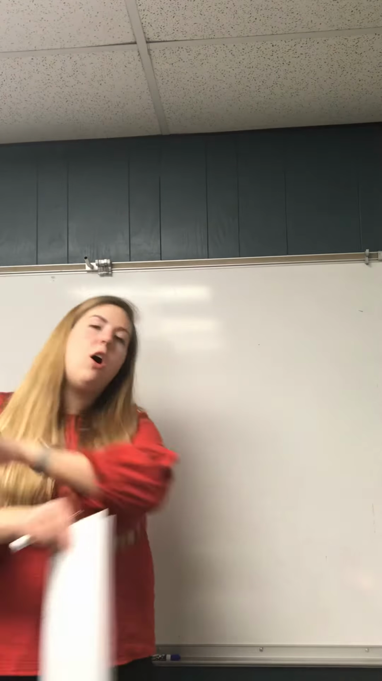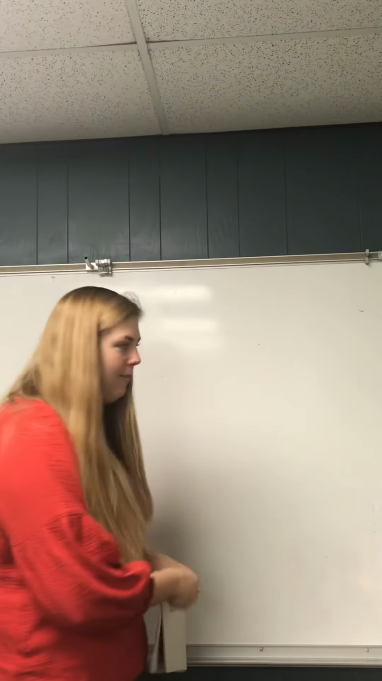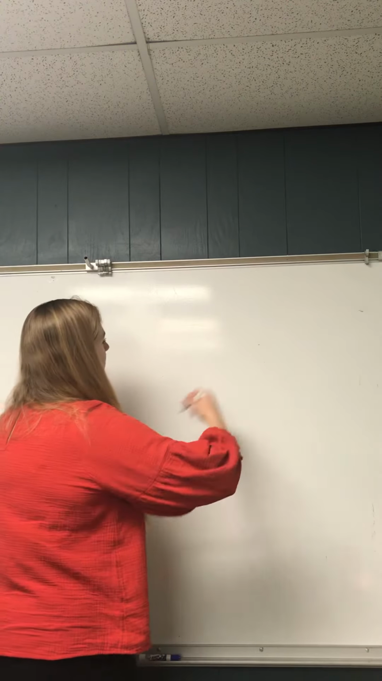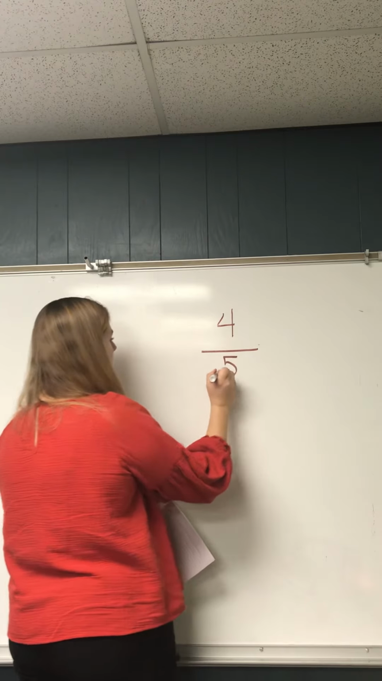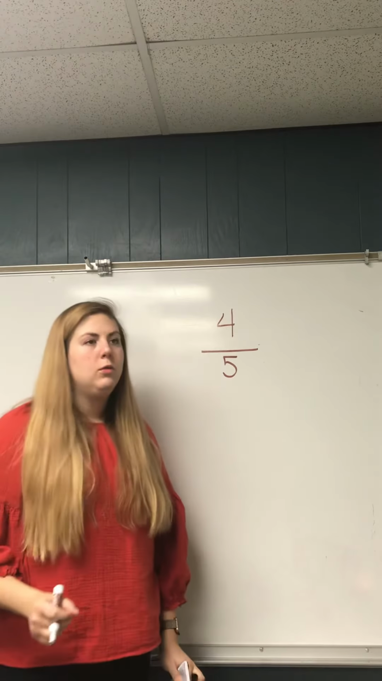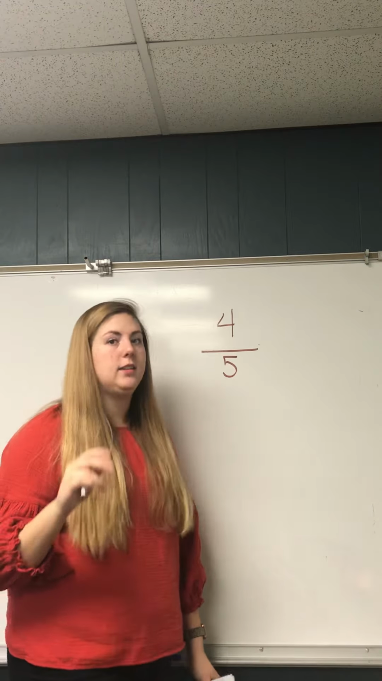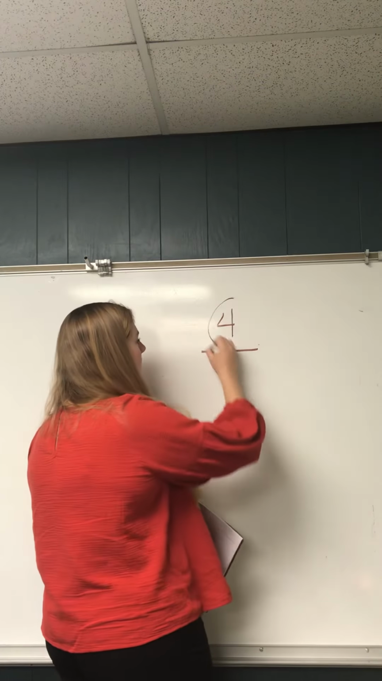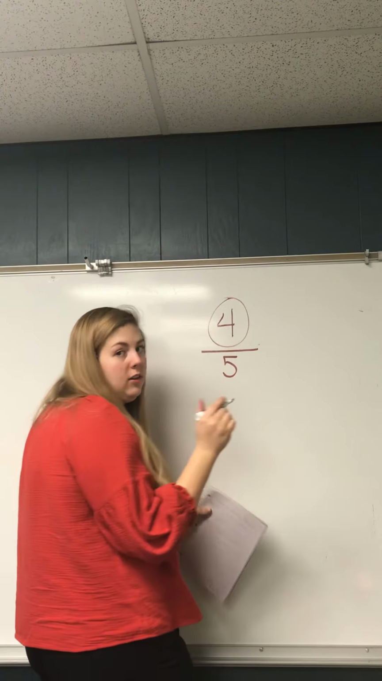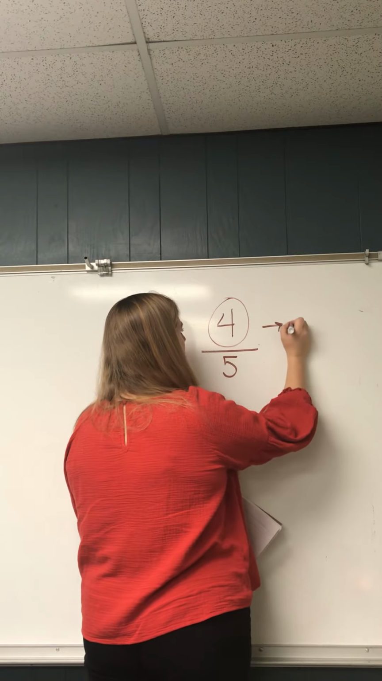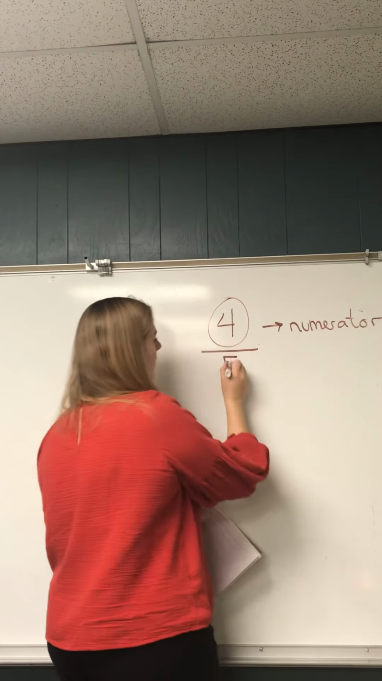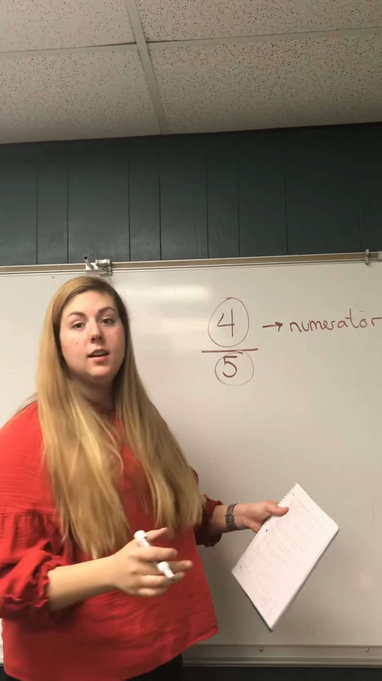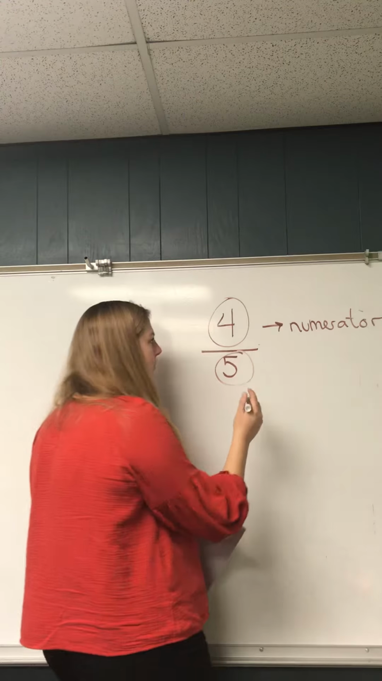Now, in order to just cover all of our bases, we're going to start with some simple terms. All right? When I have a fraction, for example, 4/5, each part of the fraction has names. Top part is the numerator, okay? The bottom number is the denominator. Good, denominator.